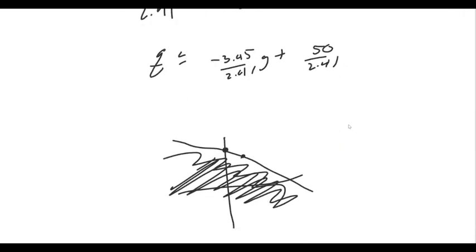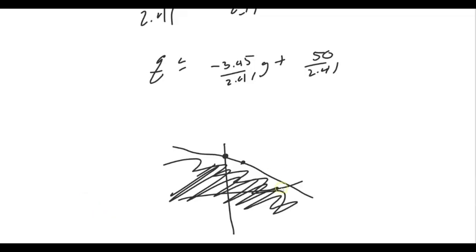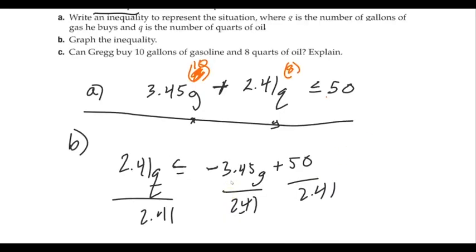Another way to do it is if you go to 10 on your graph, you'd be up here, and it wouldn't fit. You notice it's outside the shaded range. They might say something like, could you buy 1 gallon of gas and 1 quart of oil? Well, yeah, that's inside the range here. That's how you do an inequality problem.